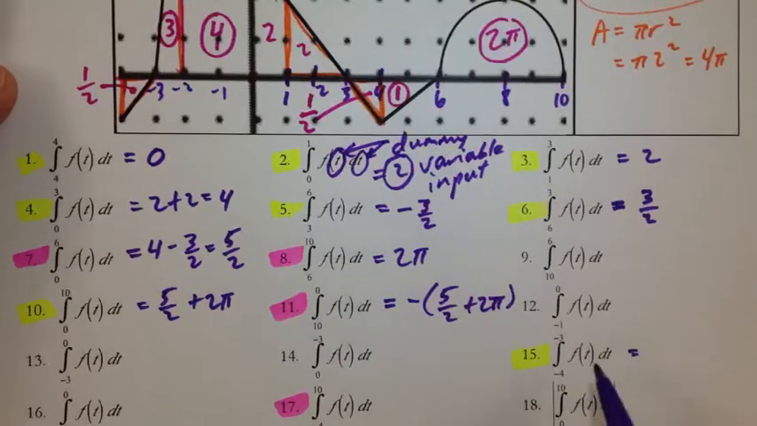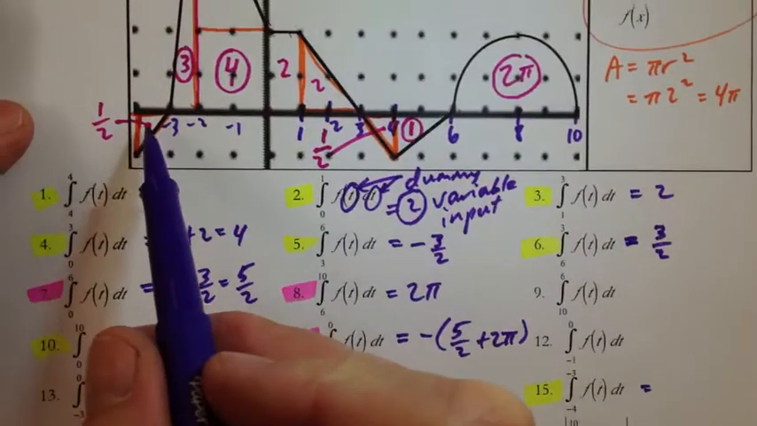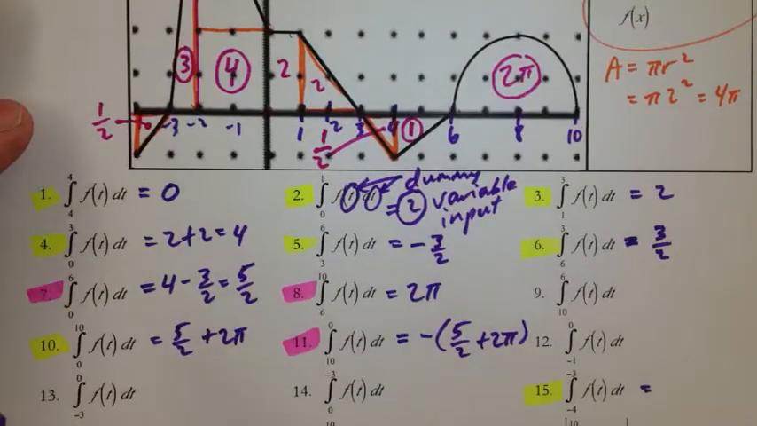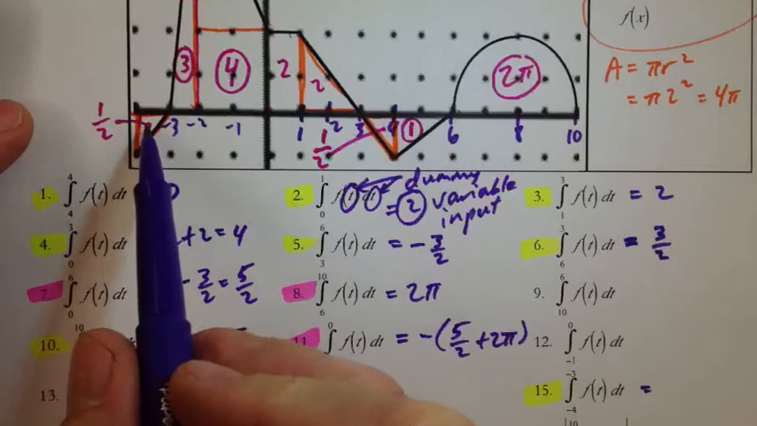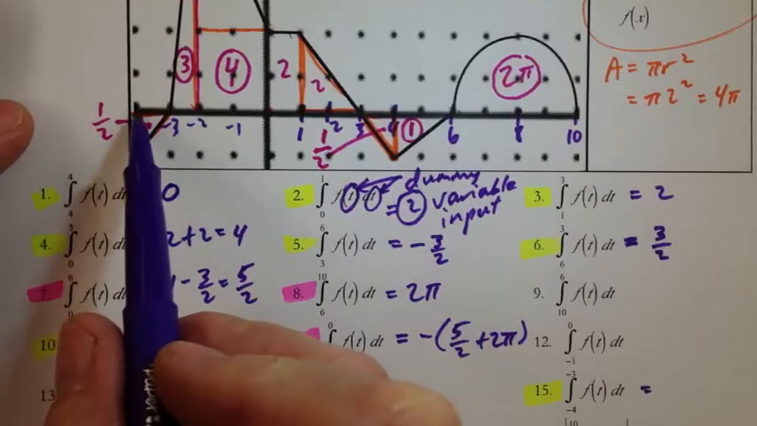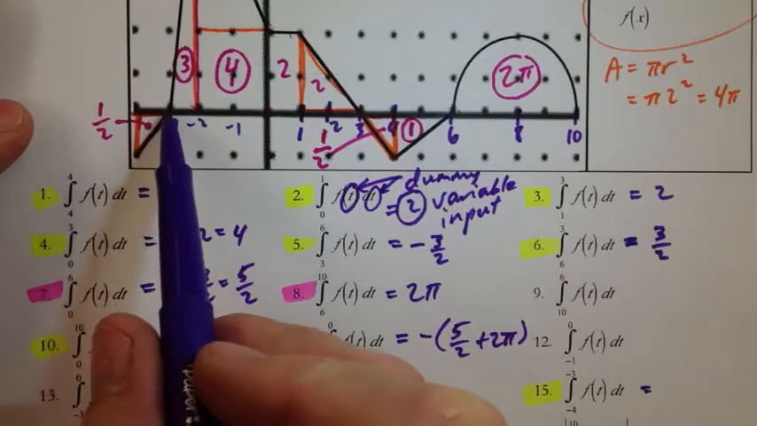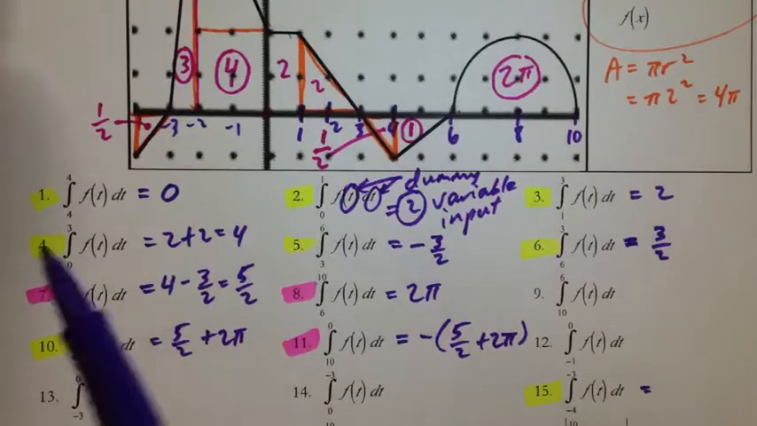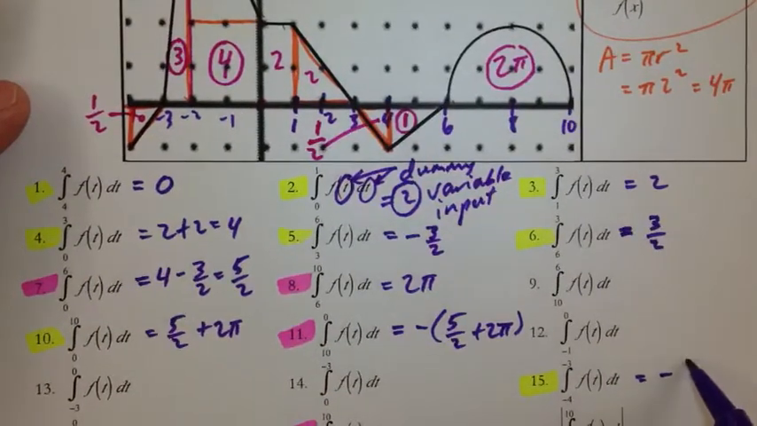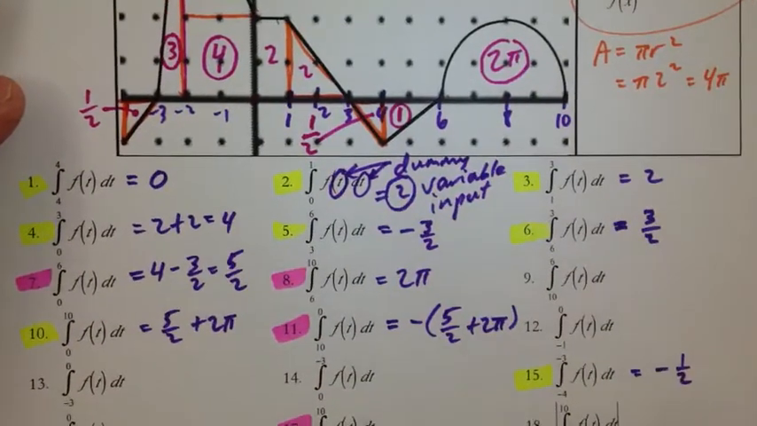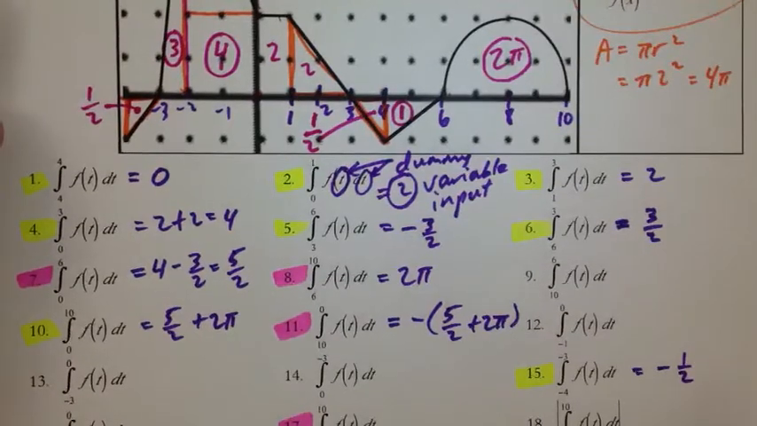Okay, so negative 4 to negative 3, I'm looking over here, and if I notice here, I've got an area of 1/2, and negative 4 to negative 3 means I'm integrating left to right, so I would get a negative 1/2 because the graph is entirely below the x-axis on that interval.